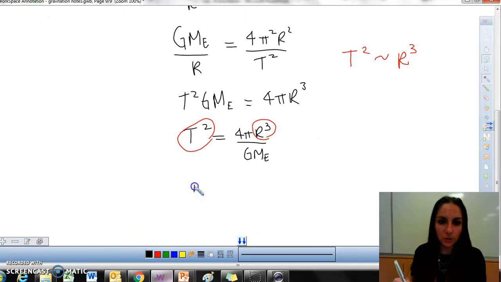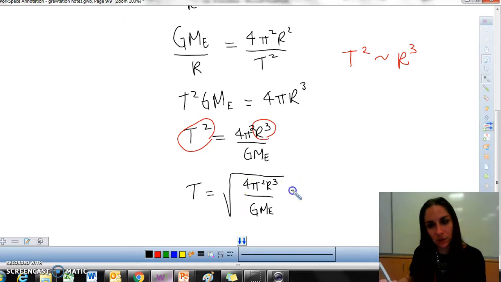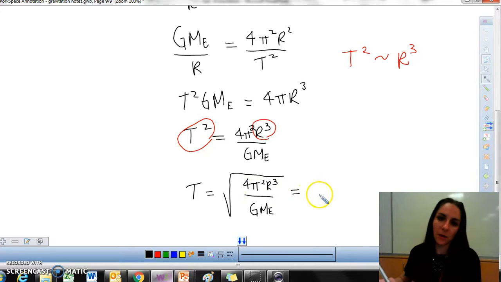So what I can do is find T, and I'm going to take the square root of this whole thing because it's squared. Got my squared there, sorry. And then a little mathematical trick. The square root of 4 is 2, and pi square rooted is actually just pi. So I can take that out of the radical and leave the rest in here.